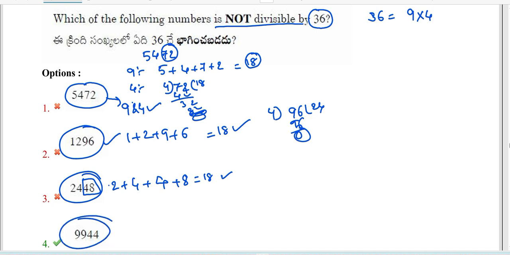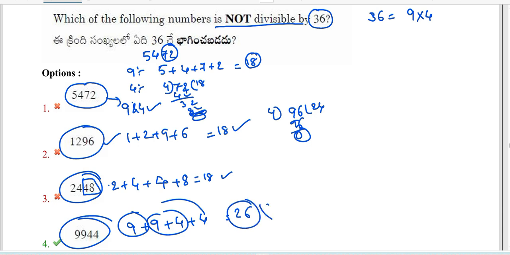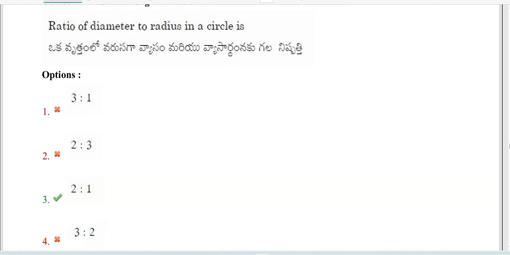And let us go with the fourth option, 9 + 9 + 4 + 4. You will get 13, 13, so that is 26. As 26 is not divisible by 9, this number is not divisible by 36. Okay, so the required answer is the fourth option, it is the correct one. Okay, let us go with the next question.